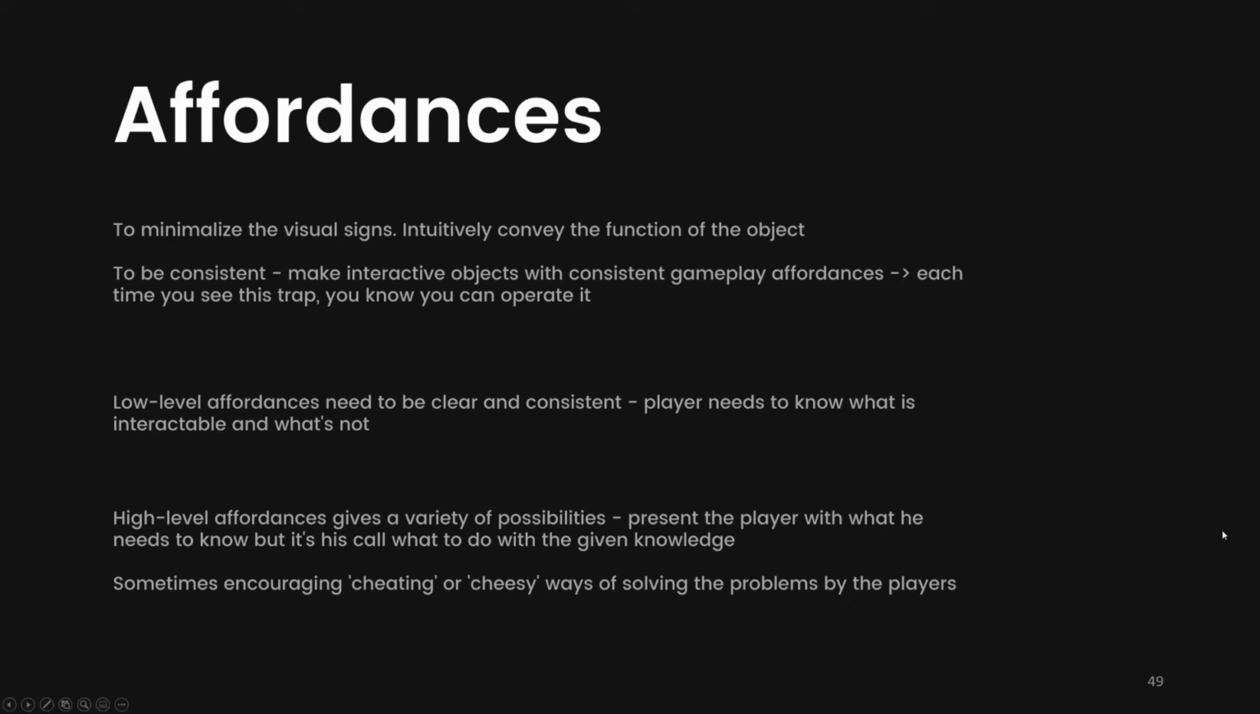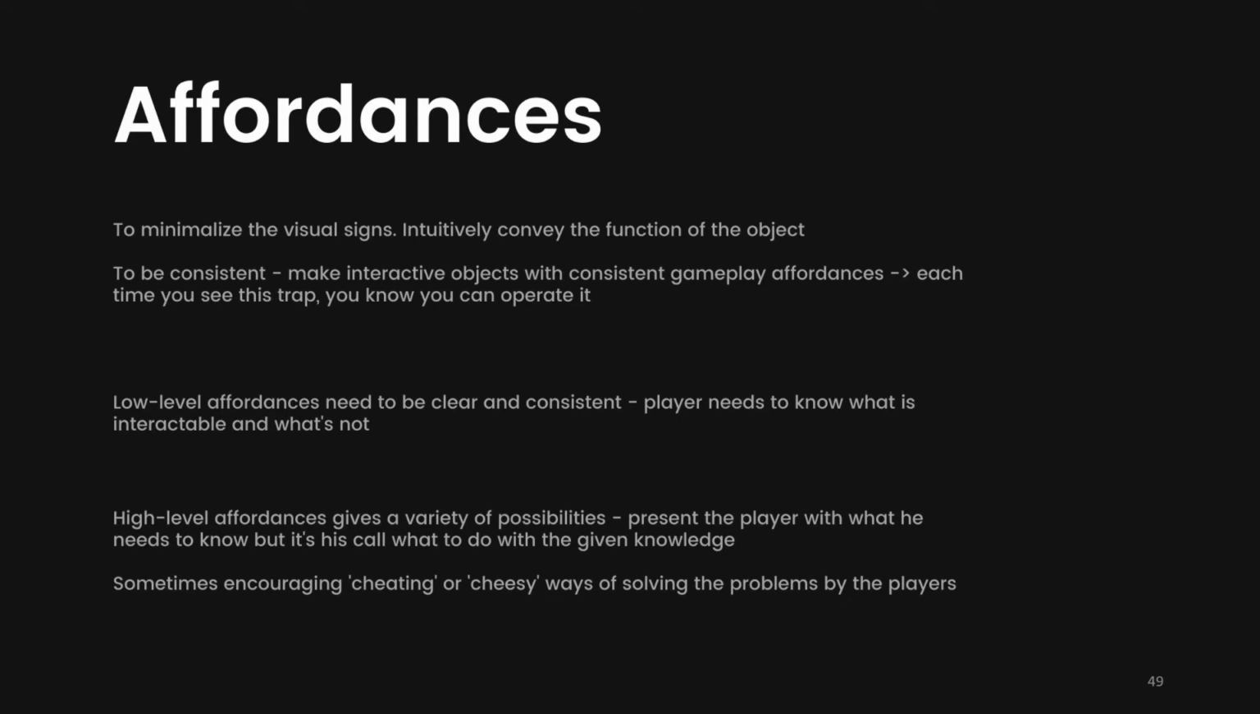So we have some affordances that present this ability for the player to choose what action he actually wants to take. So it's kind of like this rule of tell what but not how. So we have a level design, but a lot of different paths for the player to go through. And in such high level affordances, the game also very often actually encourages cheating or even cheesy ways of solving the problems by the players.